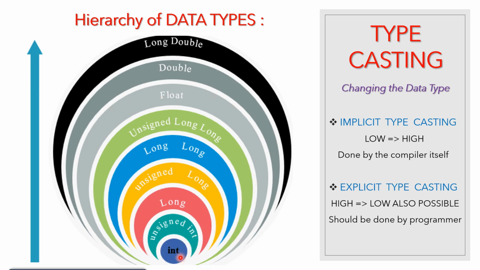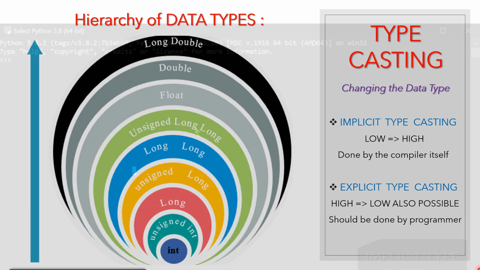So if you want to change data type from low to high, that is from int to float, that is called implicit typecasting. If you want to change a data type from float to int or from double to int, then it has to be done by the programmer explicitly in the program. Now let's see typecasting practically.